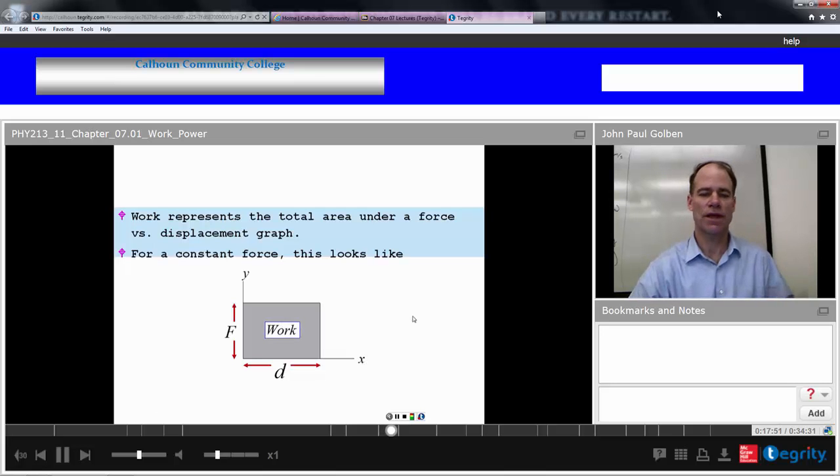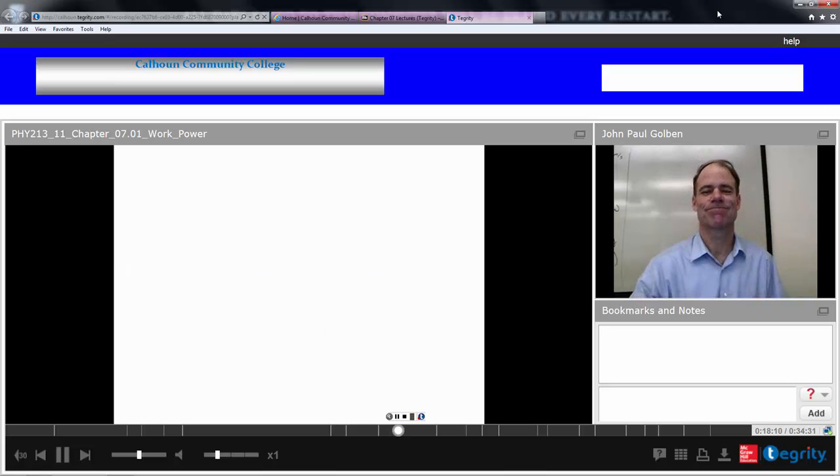So the work would be the area contained in this rectangle, and if this were actually a function, a graph, with a constant force as a function of x, then the work done would be the area underneath the function. Well, when you look at the area underneath the function, you think integration, and you would be right.